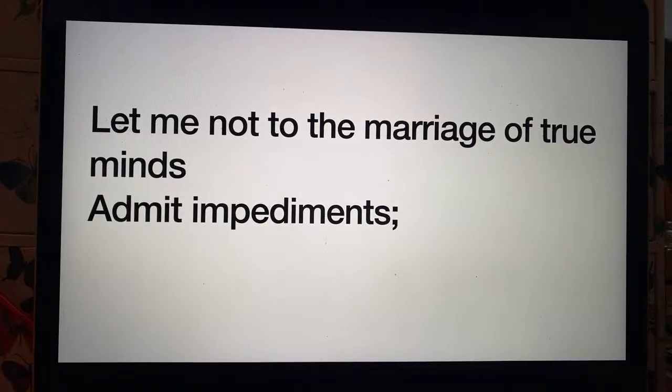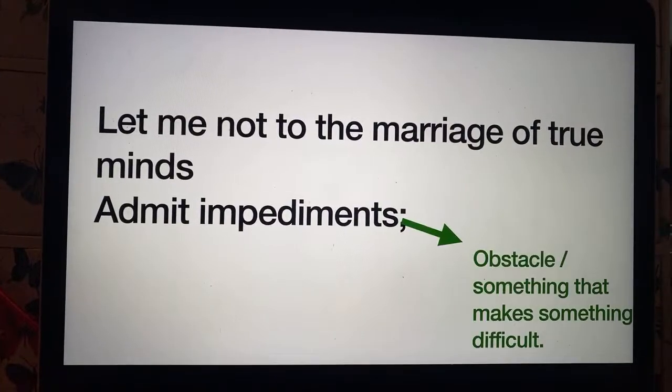Let me not to the marriage of true minds admit impediments. That's the first line of Sonnet 116. Let me not to the marriage of true minds admit impediments. I don't get it. I was just like, let me not to the marriage of true mind. I don't get it. I read it 100 times, just getting more and more irritated.